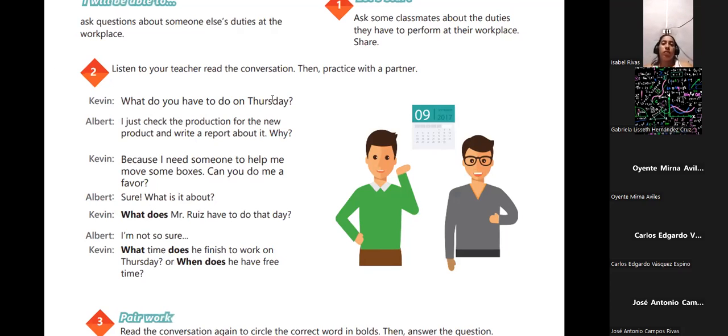What do you have to do on Thursday? It says, what do you have to do on Thursday? I just check the production for the new product and write a report about it. Why? Because I need someone to help me move some boxes. Can you do me a favor? Sure, what is it about? What does Mr. Ruiz have to do that day? I'm not sure. What time does he finish to work on Thursday? Or when does he have free time? Okay, they are talking about activities of everyone, right? Or anyone. In this case, they are talking about Mr.